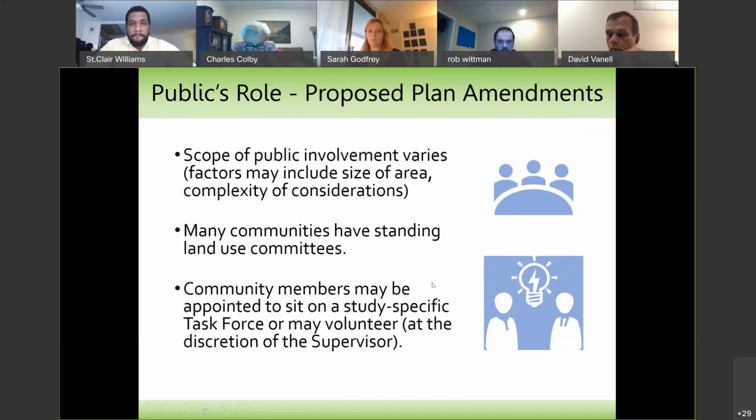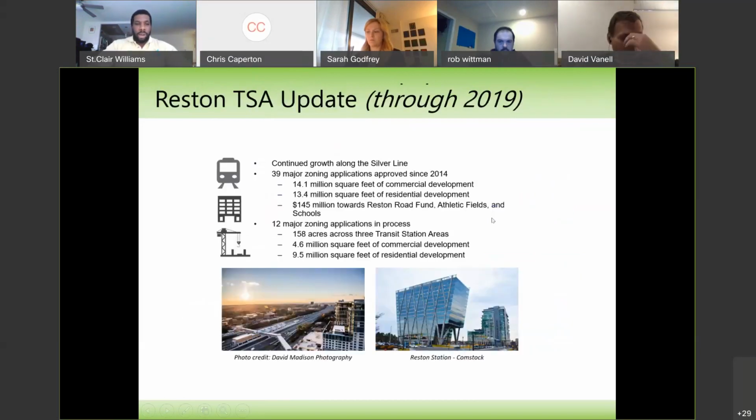Thanks, Claire, for the overview of the comp plan. The supervisor asked that we just drop in a couple of slides showing the scale of development in Reston, and specifically these 2 slides have to do with the TSA area, which, as anyone living out there in Reston would know, is a major driver of both economic and population growth in Reston.